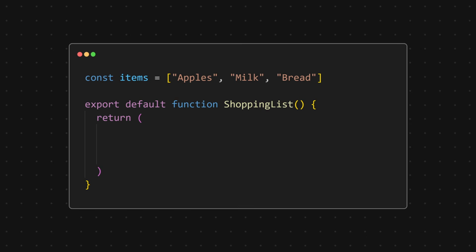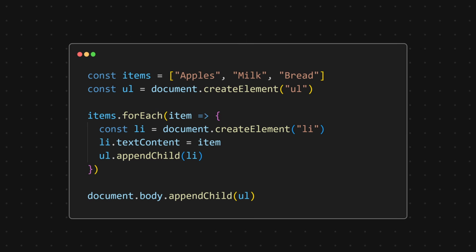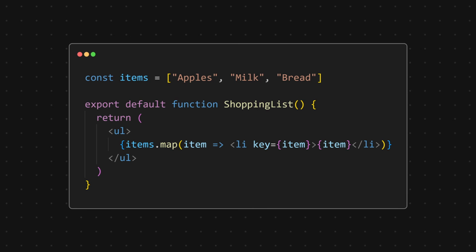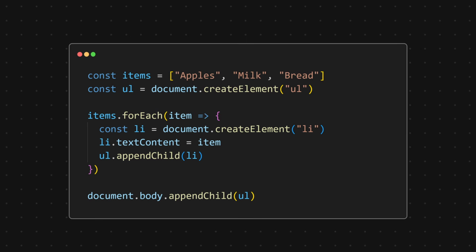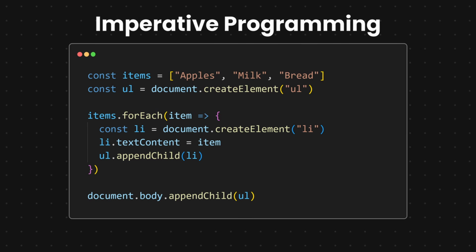For example, in React you can say, show me a list of shopping items. You map over the array and return list items. With vanilla JavaScript, you would usually create the list element, create every single list item, set the text, append everything together, and then insert everything into the page manually. So both approaches work, but React often feels cleaner because you can focus more on the result rather than on the step-by-step DOM instructions. That step-by-step way is often called imperative programming, and React is declarative.